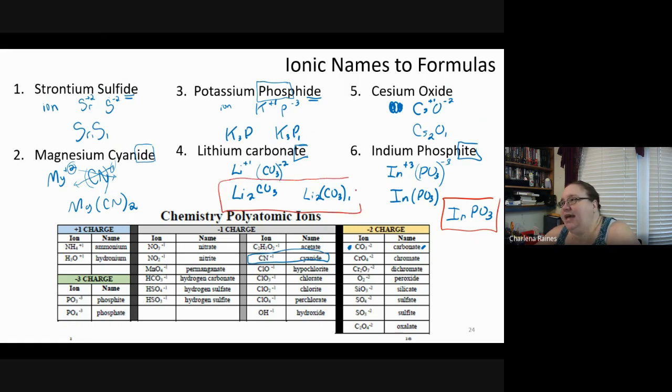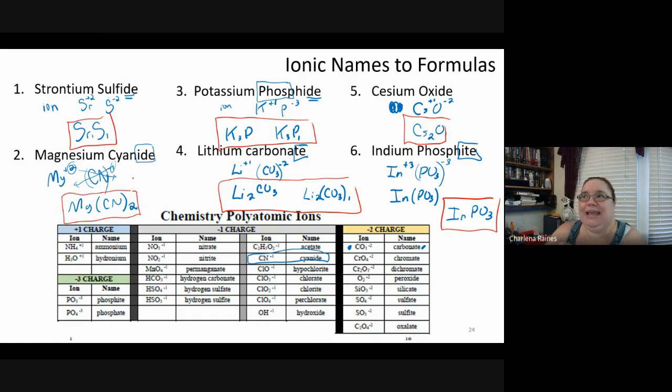So guys and gals, notice my formulas all have subscripts. They don't have any charges, no positives, no negatives, no exponents. They all have the same kind of layout. So this is our type 1 ionic names to formulas. Hopefully you find this a bit easier than what we saw yesterday, simply because we're re-seeing some of the stuff we saw yesterday.